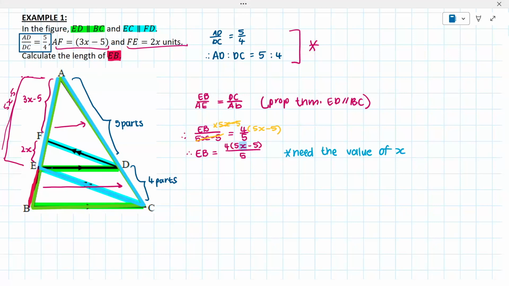And now I can say, okay, cool. I've got everything I need. I know where I need to go. I know what I need to find, EB. Now I just need to work out the value of x.